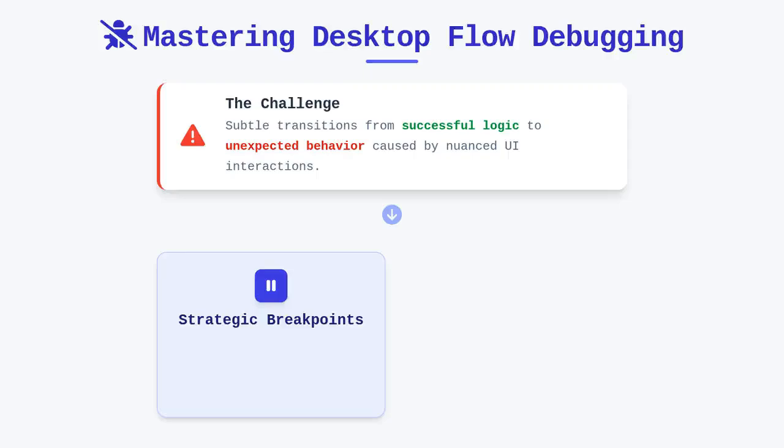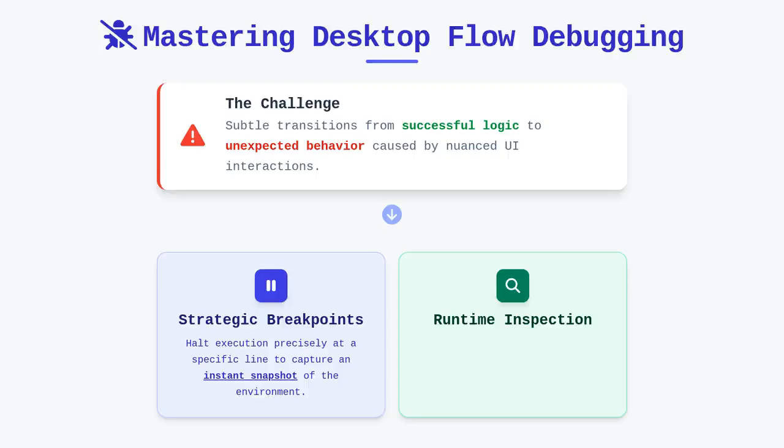The starting point for any serious debugging session is the strategic placement of breakpoints. By clicking in the margin next to an action, you effectively instruct the engine to halt execution precisely at that line, providing you with a snapshot of the environment exactly as it exists before the action executes. This is your most vital instrument, as it prevents the flow from racing past the point of failure.